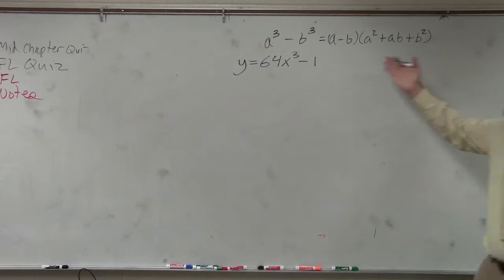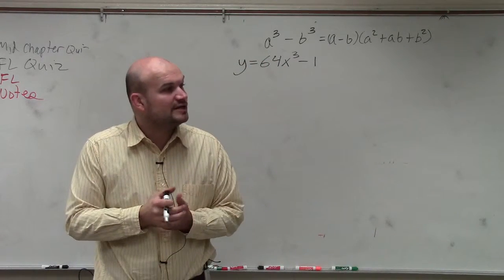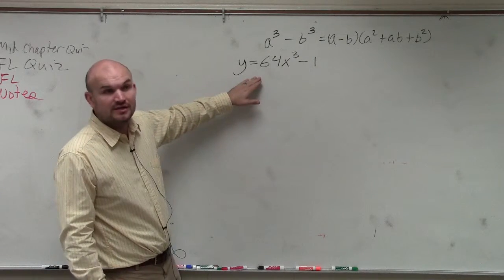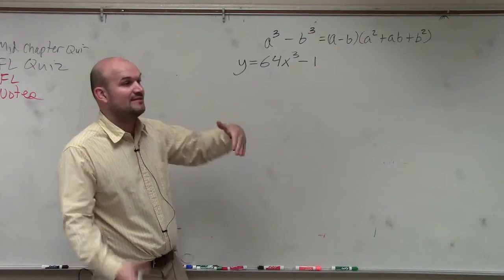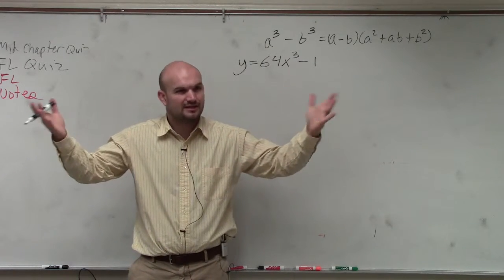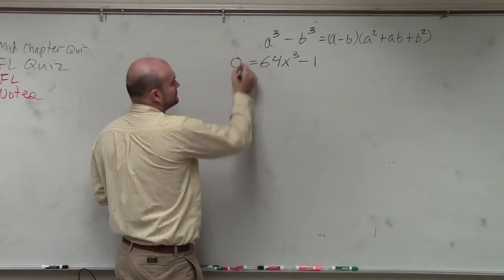OK? So to be able to factor this, the first thing we need to do is figure out what a and b are. Now, we are asked to solve. So we know when solving, we always want to make sure we have all of our variables set onto one side and it's set equal to 0, right? Unless it's a linear equation and there's only one variable. So I'm going to replace this with 0.